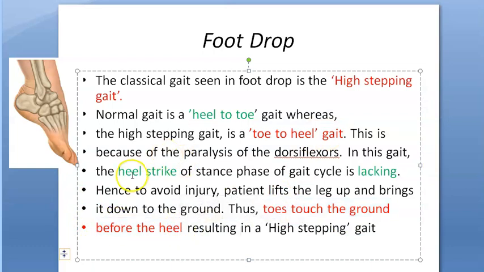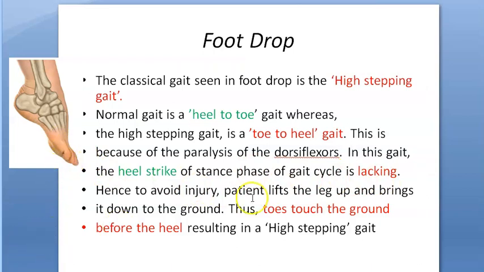Normally when you walk, you'll have a heel strike, but that will be lacking. See, they have written here: in this gait, the heel strike of the stance phase of the gait cycle is lacking. Heel strike won't be there. What will be there? They'll be striking the toes. The toes touch the ground before the heel. This is high stepping gait.